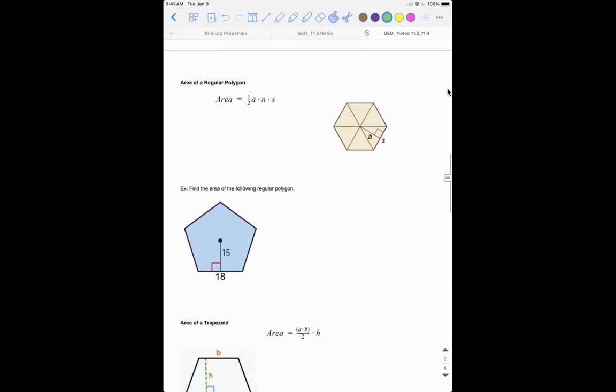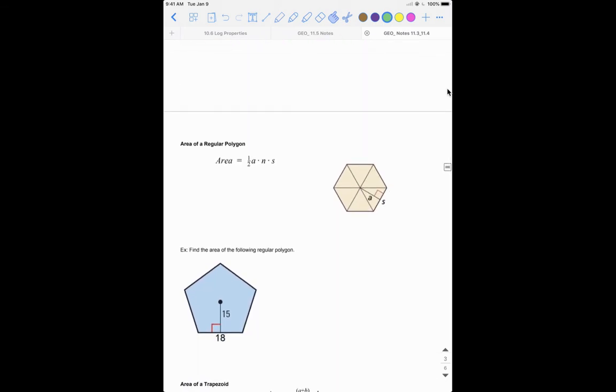Next, we have the area of a regular polygon, right? A regular polygon is a shape that has all of the same side lengths. We've talked about these before, but let's just review. All of the same length sides, and they also have all of the same angles, right? So all of those angles are the same, and that's where we get this idea of a regular polygon.